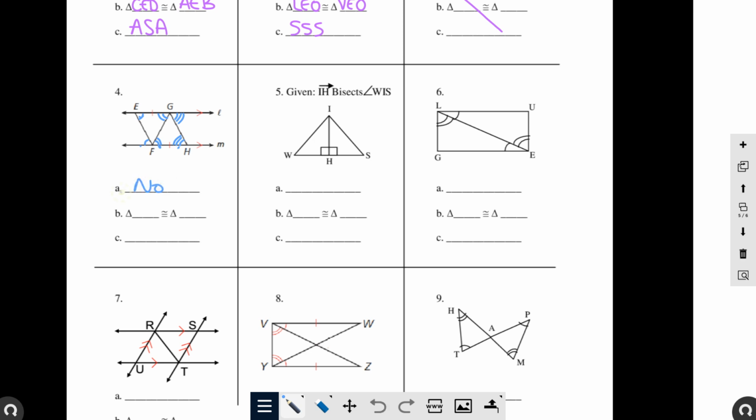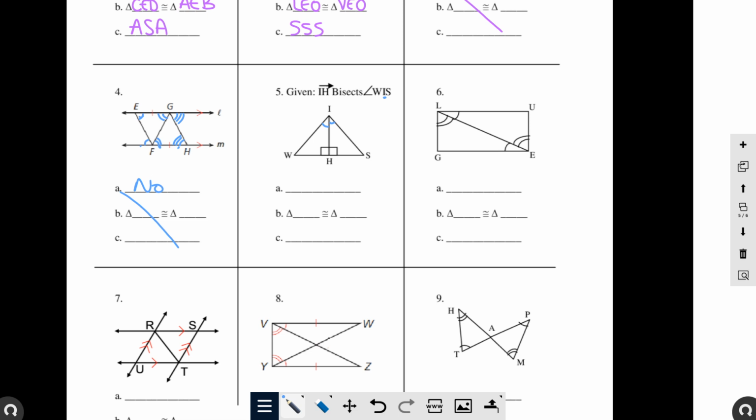This one is actually a no because we're not sure about those angles, if they are the exact measurements as the ones at the top and bottom. It's likely that they are, but they could be different. Okay, our next picture. IH bisects angle WIS. Well, we said when something gets bisected, it gets split in half. So remember, when you name angles, look at that middle letter. The middle letter is I. So I is the one that gets split into two equal angles.